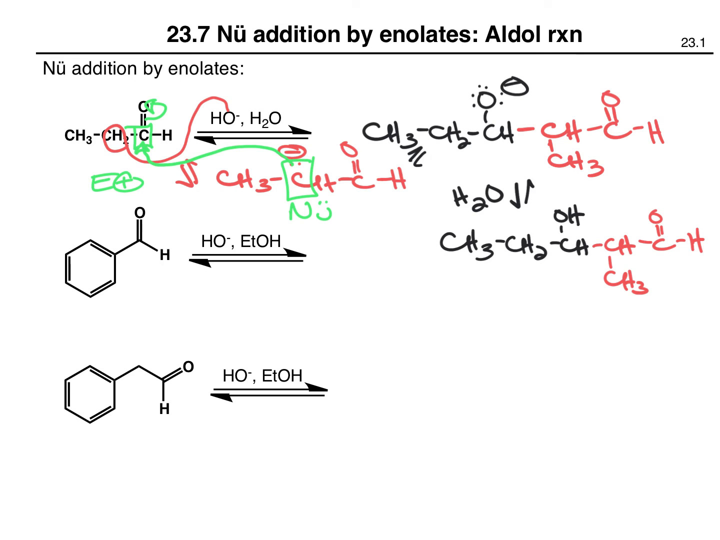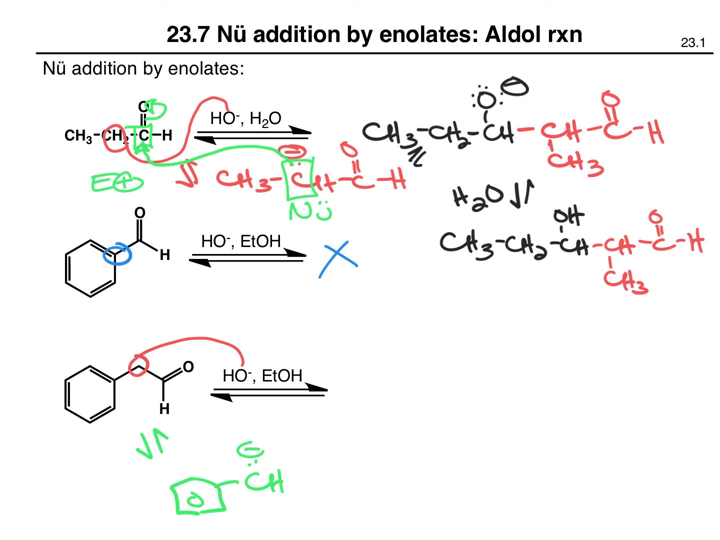If we look at our next example, if we have benzaldehyde and we treat this with base, well, there is no alpha hydrogen, so no enolate can be formed, and so there would be no aldol reaction. If we look at our third example, we can see that we do have alpha hydrogens, so hydroxide can grab off a proton from here, generating some of this enolate.